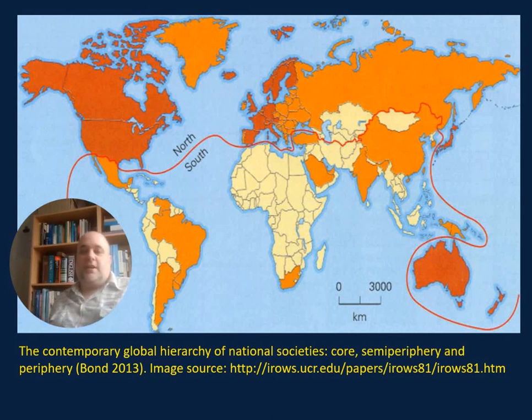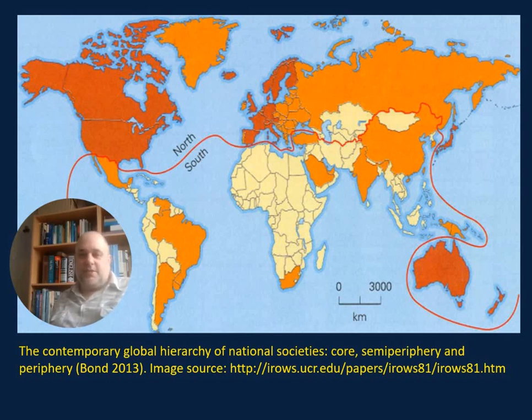So this is the map of the world as Wallerstein saw it. These are the countries that Wallerstein would have listed as periphery. The light-coloured countries would be the periphery, the medium orange countries would be the semi-periphery, and the dark orange countries would be the core countries. Now, I don't really entirely agree with this map. I think this map is out of date in many respects.